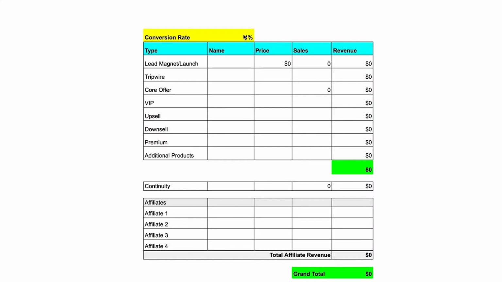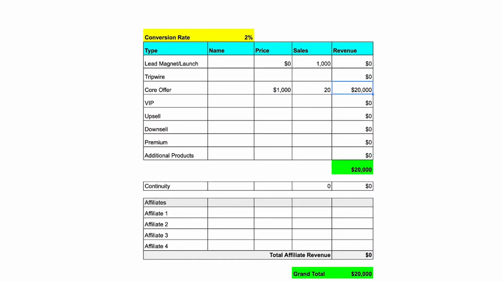So if you have a 1% conversion rate and you have 1,000 people who enter into your sales funnel, that would result in 10 sales. If your course was $1,000, then this would generate $10,000. However, if you can increase that conversion rate, say from 1% to 2%, this doubles your revenue to $20,000.